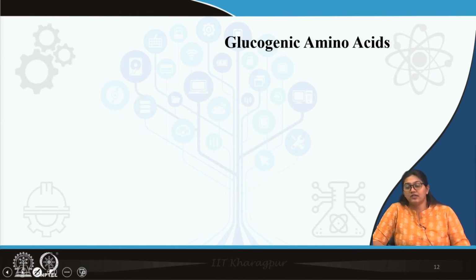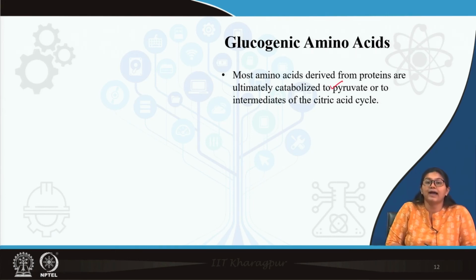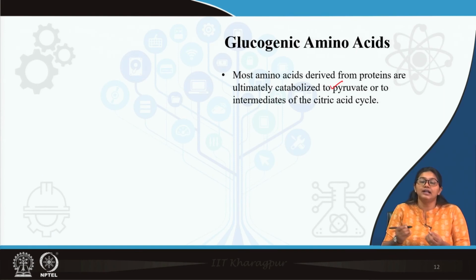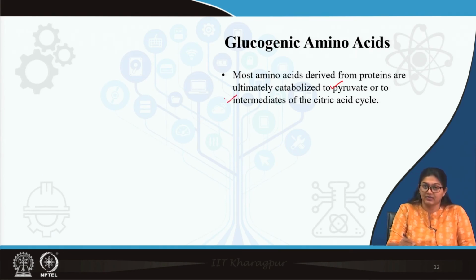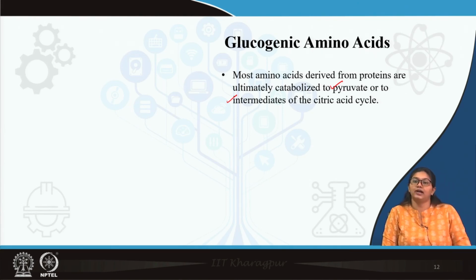Now, we will discuss a few points about glucogenic amino acids. Most of the amino acids derived from protein finally catabolize to form either pyruvate or different other intermediates of the TCA cycle. So, basically they can participate in formation of glucose, and that is why these amino acids are called glucogenic amino acids.